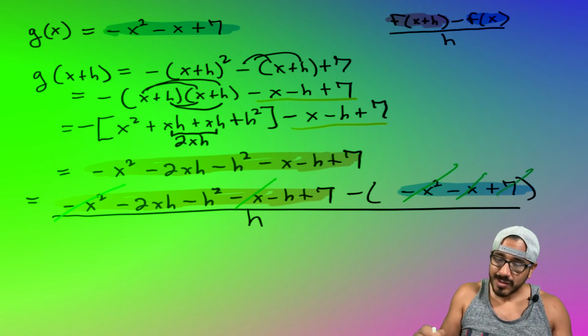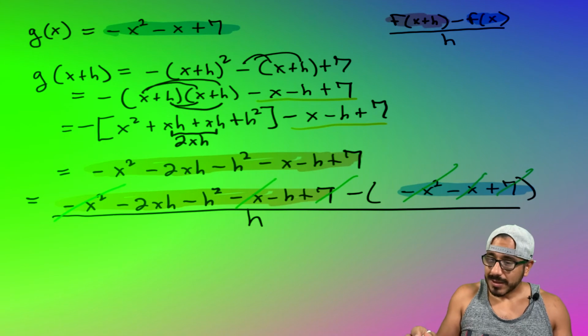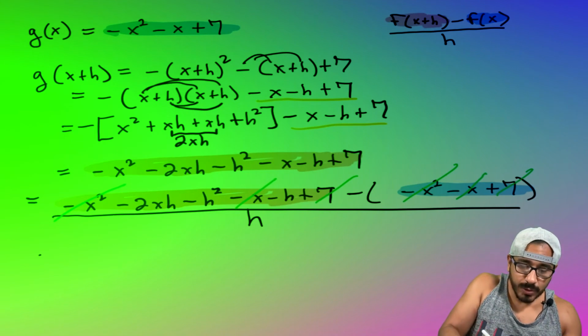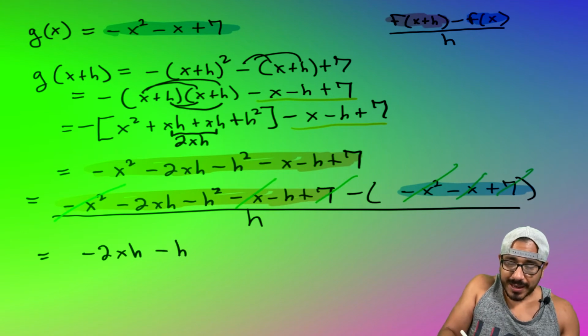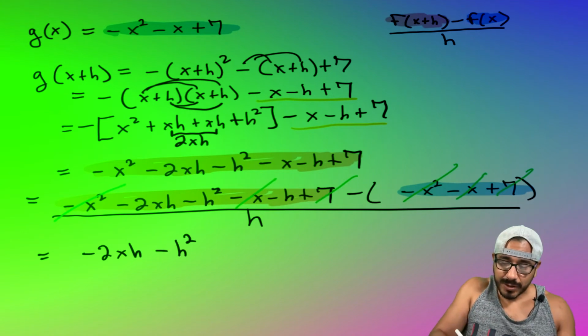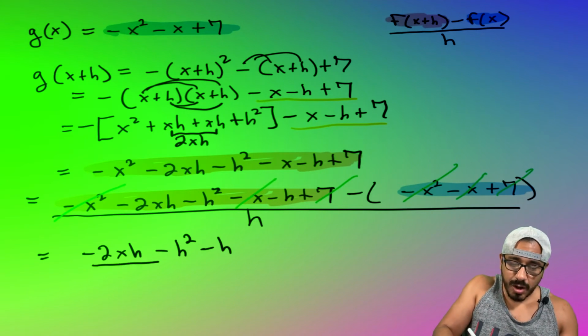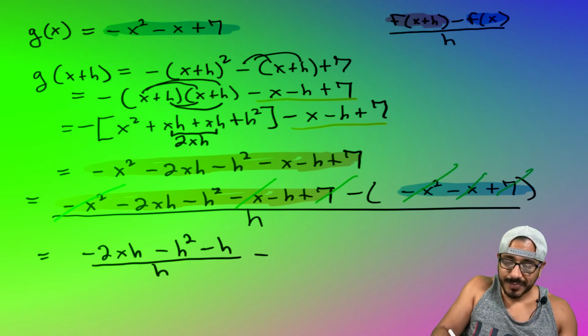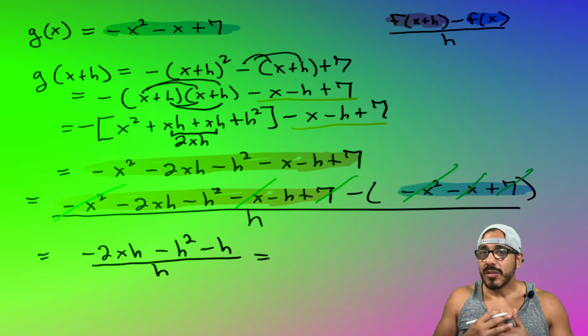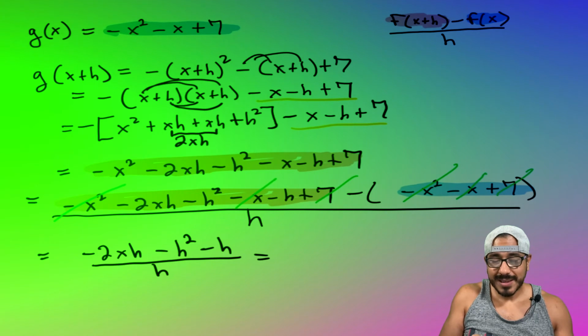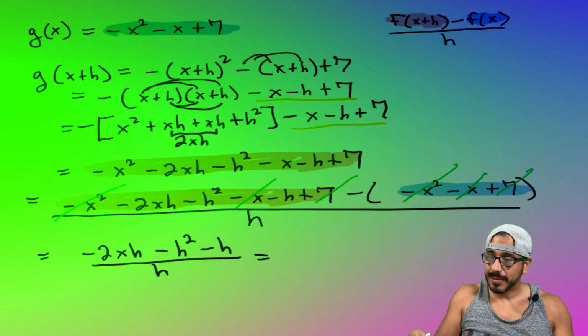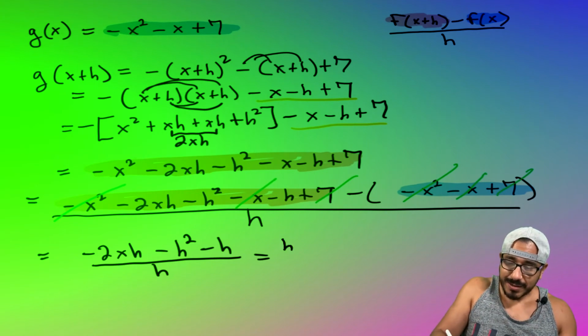Those cancel out. And what you're left with is, look upstairs in the numerator, we're left with the -2xh, the negative h squared, and the -h, all over h. Now what you always tend to do is say, okay, what do they have in common? Can I factor something out? Well, in this case, they all have an h in common. So let's get the h out of here, and you're left with -2x minus h minus 1.